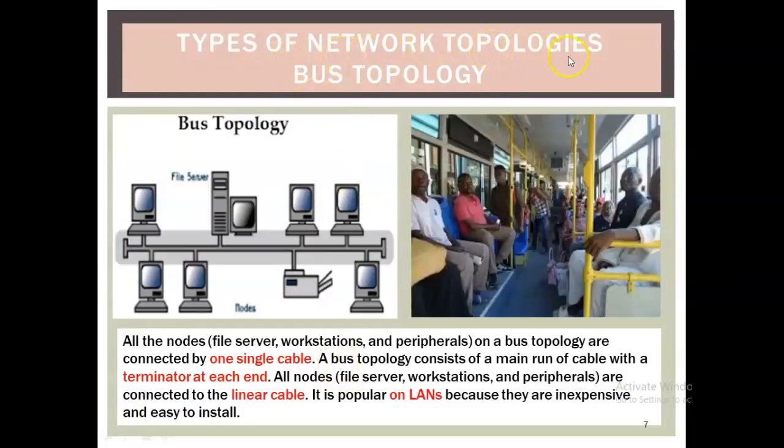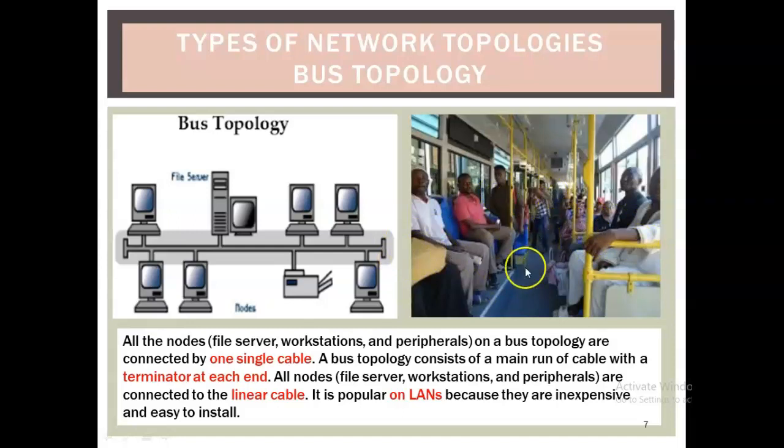Types of network topologies. Our first type will be the bus topology. We can explain this using our normal, simple BRT buses, the way passengers are arranged in the BRT buses. You can see in this bus, the passengers are seated, and the only means of passage is this narrow passage between the two sides of the passengers.